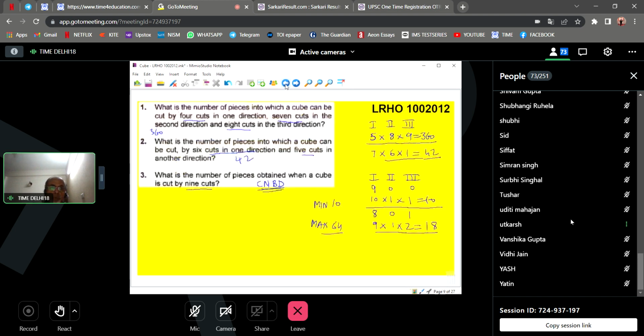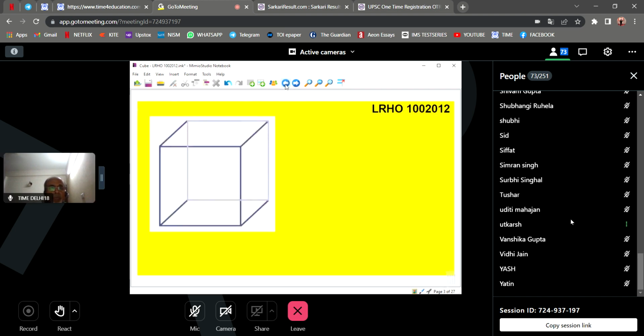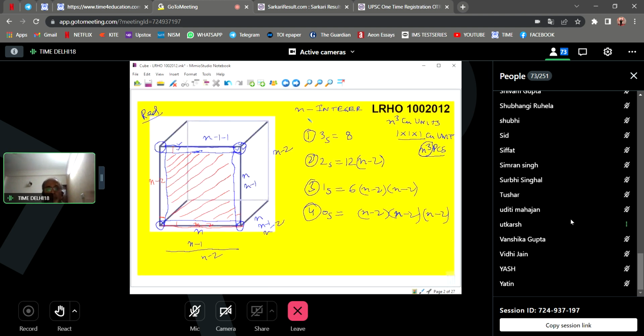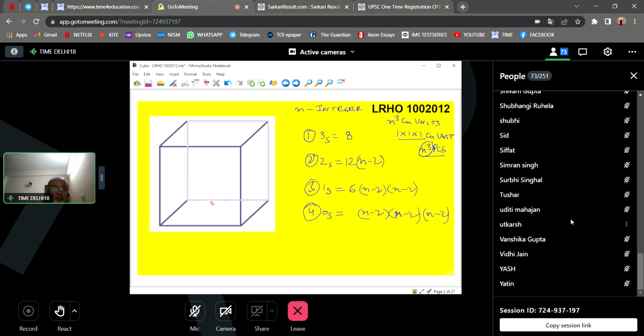See, next I move to, I have a cube. I have a cube, and the cube that I have is of the size n units by n units by n units.